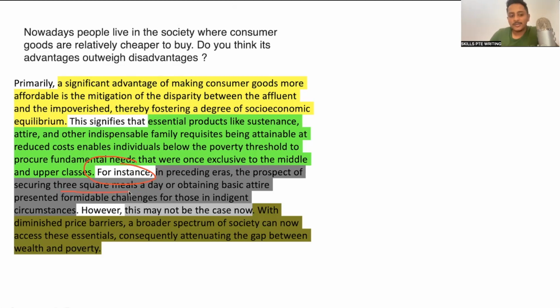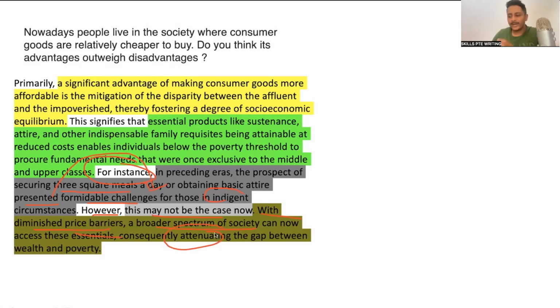Obtaining or securing three square meals a day or obtaining basic attire presented, you present a challenge, that's a collocation, presented or offered formidable challenges for those in poor circumstances or indigent circumstances. However, this may not be the case now. With diminished price barriers, a broader spectrum of society can have access to this.